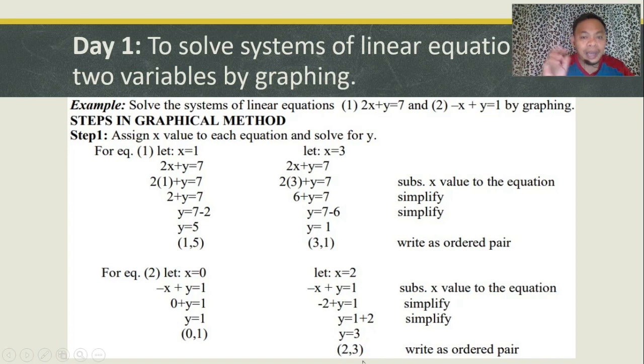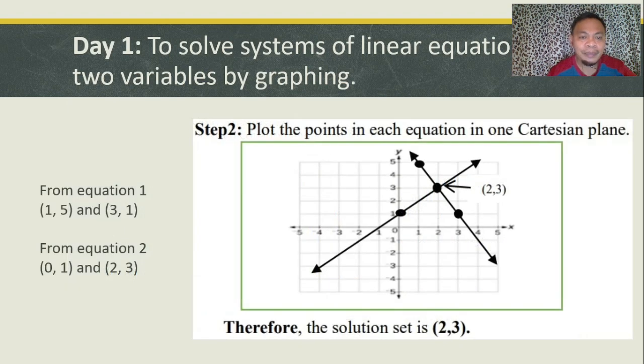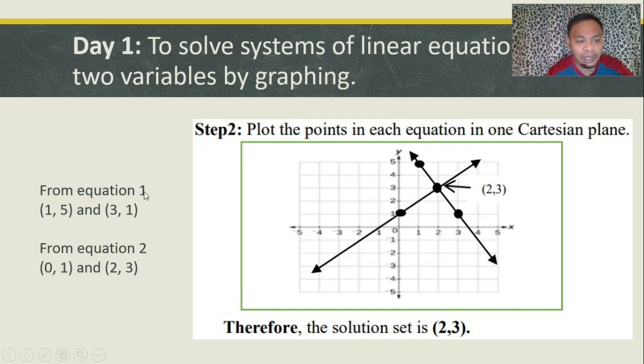So, we can now graph equation 1 and equation 2 on our Cartesian plane. Okay, so we have here the graph. From our equation 1, we have positive 1 and positive 5. Where is positive 1? Here, positive 1. Right? Positive 5 here. Then, our second ordered pair in equation 1 is positive 3 and positive 1. Positive 3 is x, positive 1 is y. So, this is the graph of our equation number 1, right?